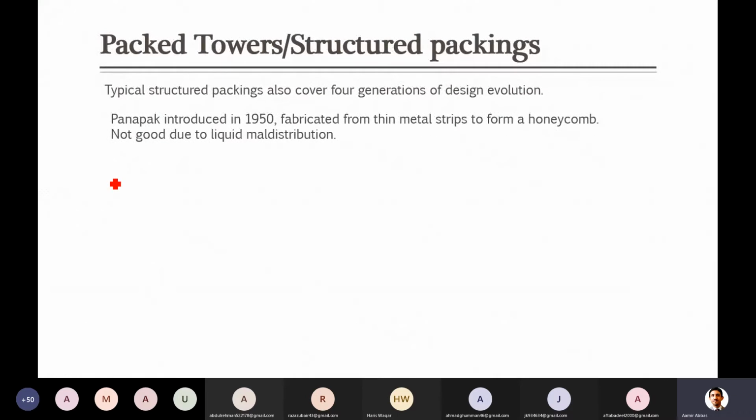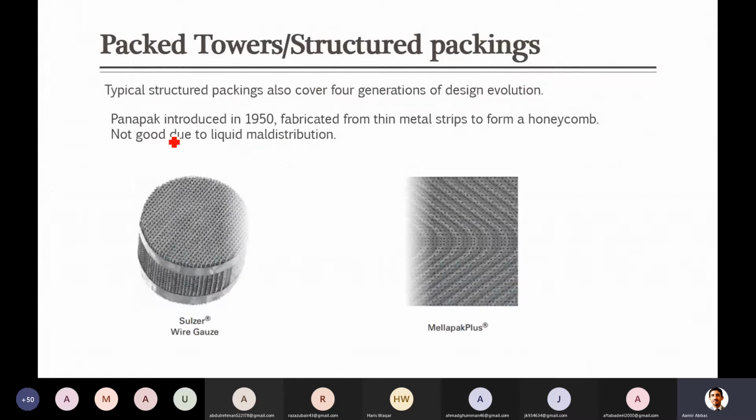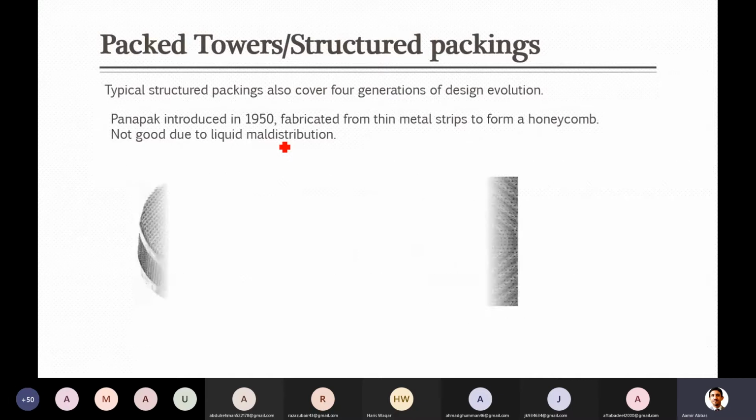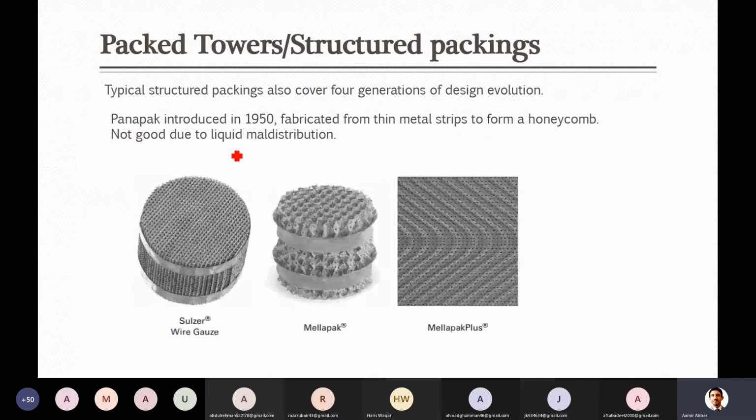Even from day one when these structures were developed, they didn't perform well and were not popular in the industry due to liquid maldistribution. Inside those, the liquid was not properly distributed. But more than this, I really don't know what the major problem was, but they were not mainly used.